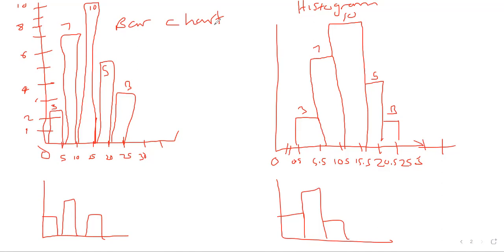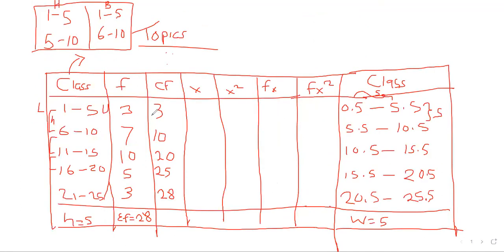We now go to filling in this table. So after finding this, the cumulative frequency, we put this one here, we add that. 10. So 10 plus 10, 20. 20 plus 5, 25. 25 plus 3, 28. Then how do we get the x? This is called the midpoint.